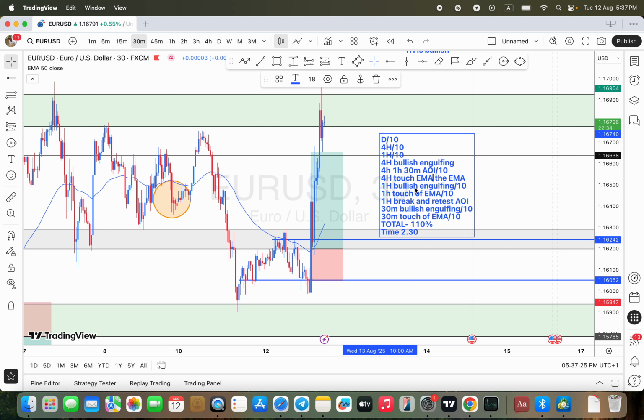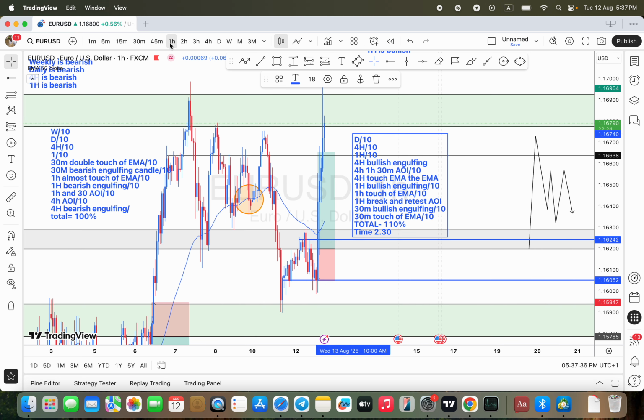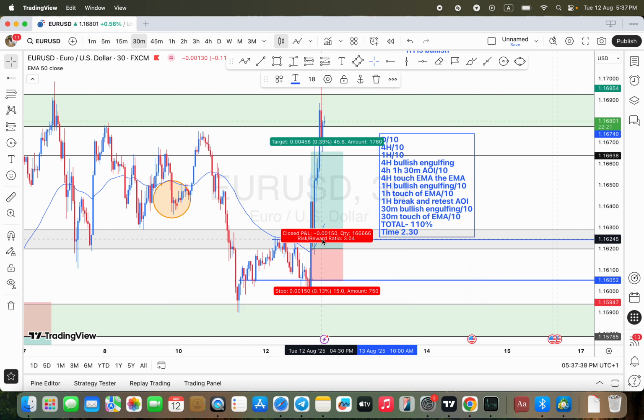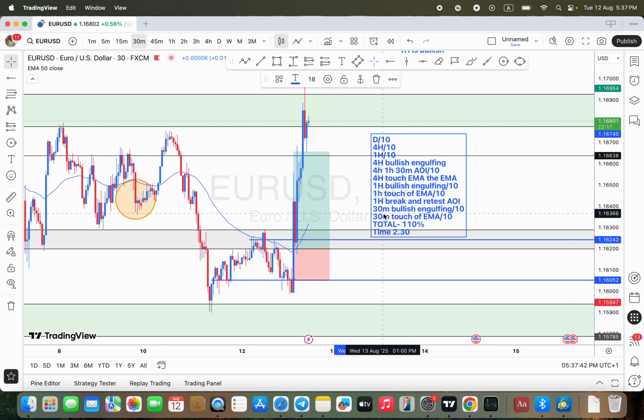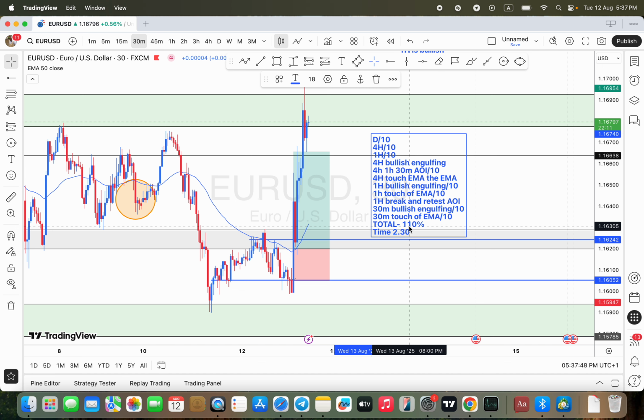We have 1 hour bullish engulfing, 1 hour touch of EMA, 1 hour break and retest of the area of interest. This is it right here. After this break, a retest, the retest I was talking about, you can see clearly in this 30-minute time frame. 30-minute bullish engulfing, 30-minute touch of EMA, and it was it right here. We have a total of 110%.